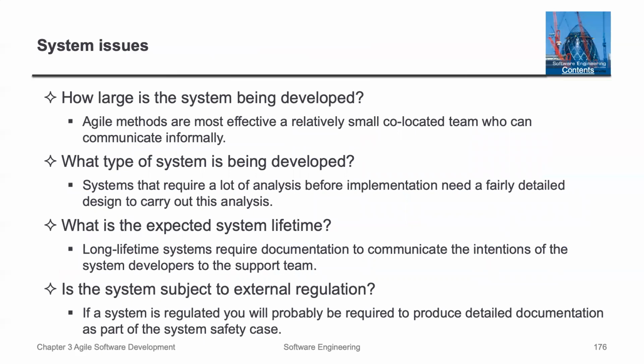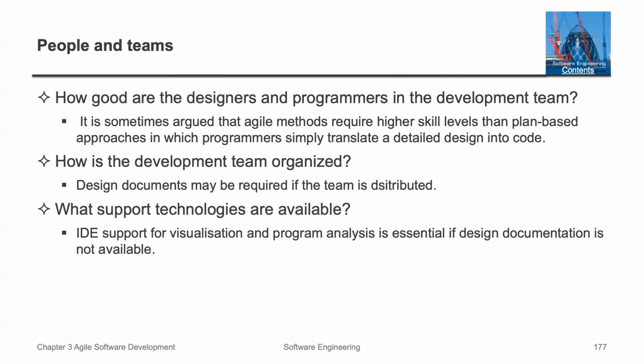So what about system issues? How large is the system being developed? Agile methods are good for smaller system developments where you can have lots of informal communication. What type of system is being developed? Systems that require a lot of analysis before implementation need a fairly detailed design to carry out this analysis. What is the expected system lifetime? Long lifetime systems require documentation so that you can continue to maintain them. And finally, is the system subject to external regulation? If the system is regulated, you'll probably be required to produce detailed documentation for safety reasons.